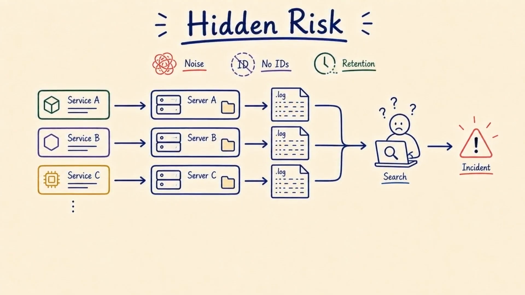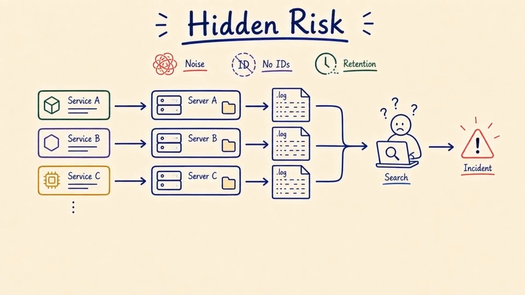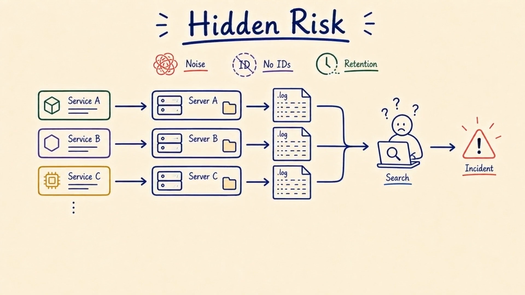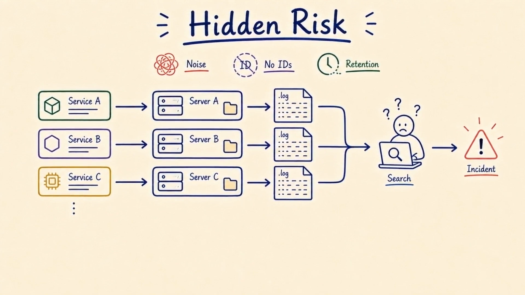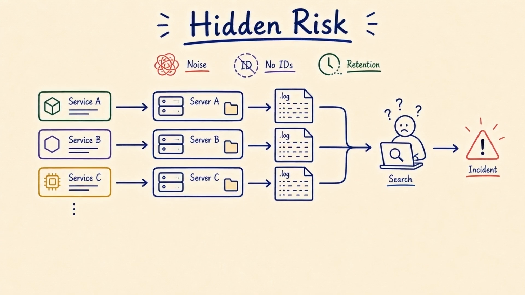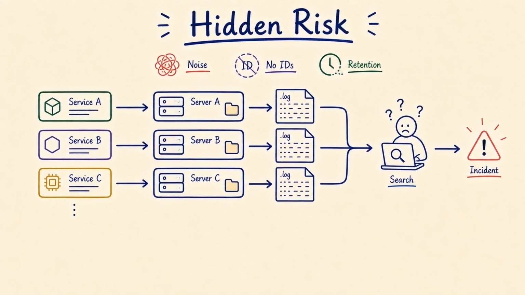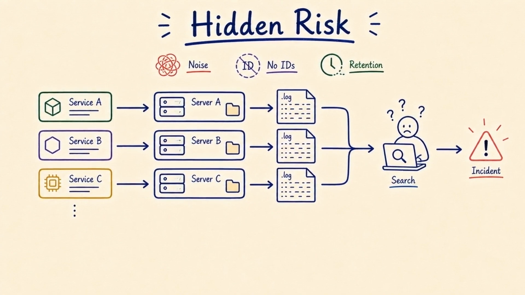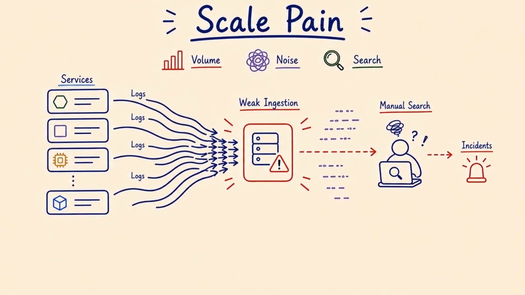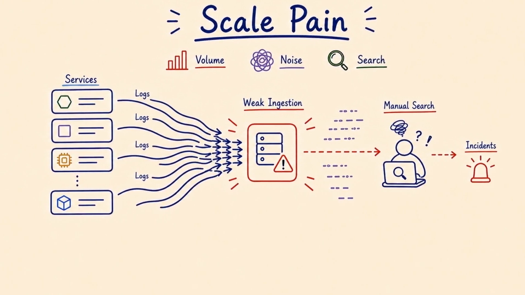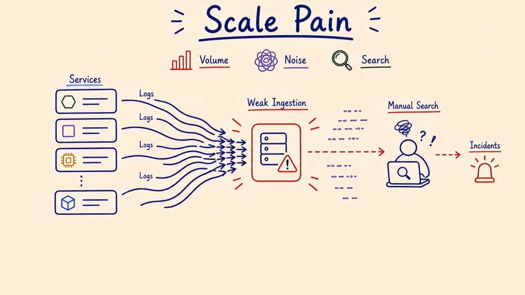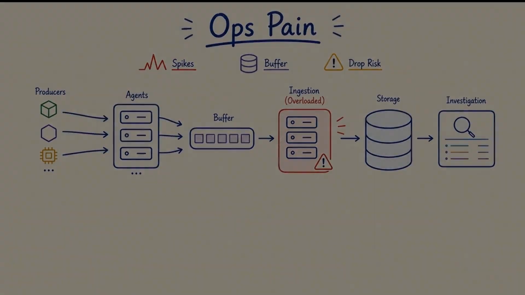The problem is not that the simple version is wrong. The problem is that it ignores what production will demand next. The first production pressure usually shows up here: volume becomes noise if teams ship unstructured logs without correlation IDs or retention controls. That is the moment when a pleasant diagram turns into an engineering decision.